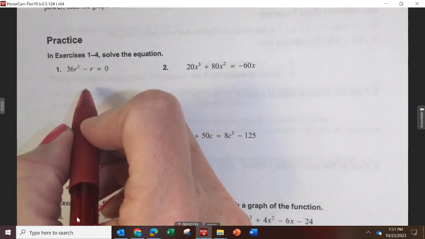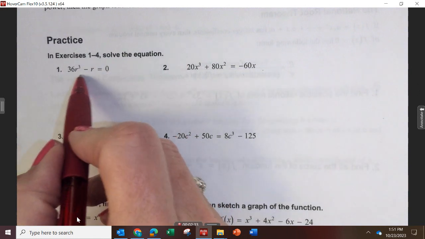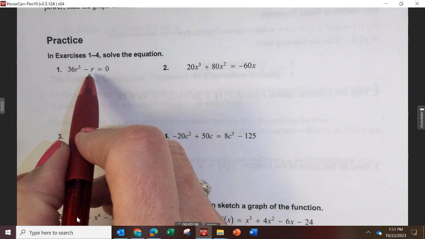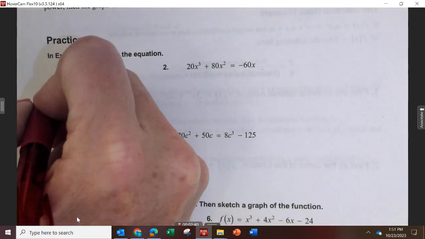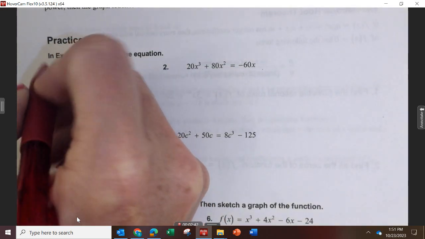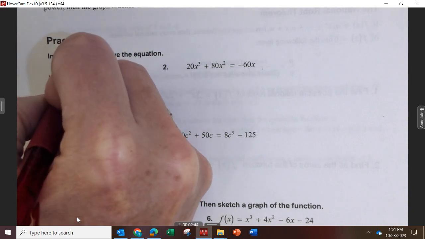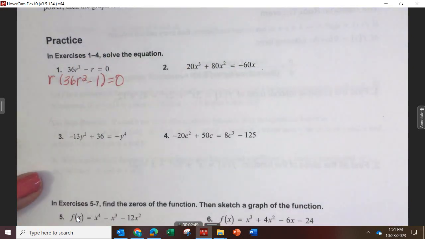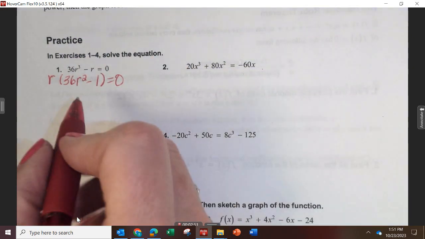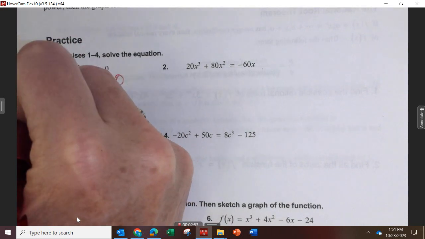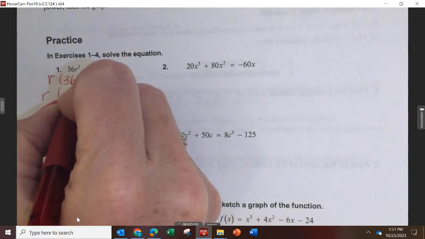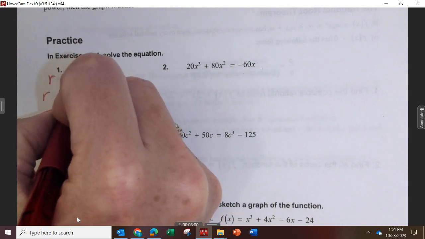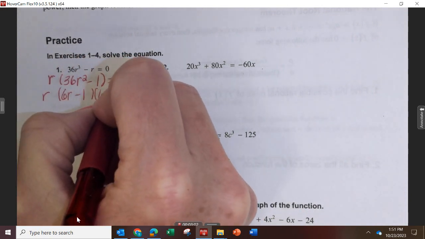We're just going to do the odds together. So trying to solve this, what's the GCF? What can each of these two be divided by? R, so I'm going to take out an R. And then I'm going to be left with 36r squared minus 1 equals 0. So now I want to try to keep on factoring. I bring down the r, and then this is the difference of two squares. So this is going to go 6r minus 1 and 6r plus 1.